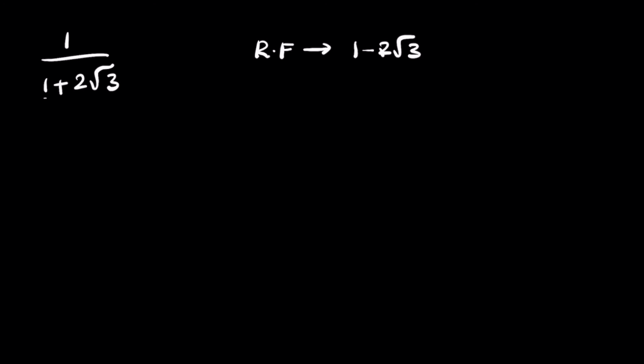So try to rationalize 1 by 1 plus 2 root 3. So the hint here is the rationalizing factor is 1 minus 2 root 3. So just change the sign in the center, so it becomes 1 minus 2 root 3. So now try and find the answer. Try it and check your answer. So pause the video right here and try to solve this problem.